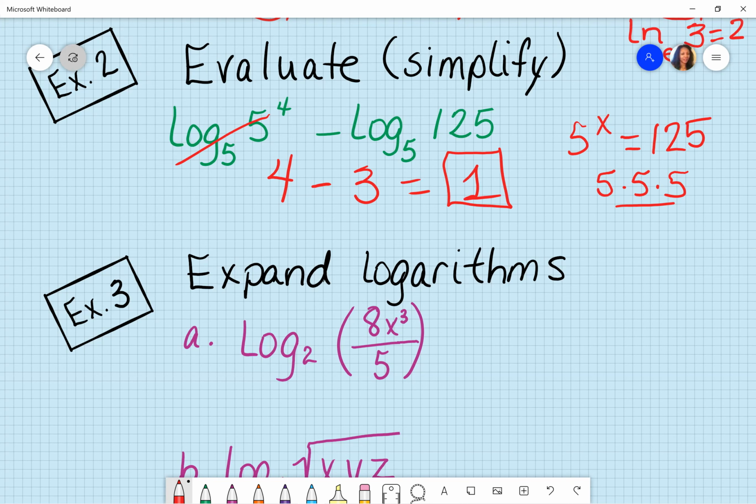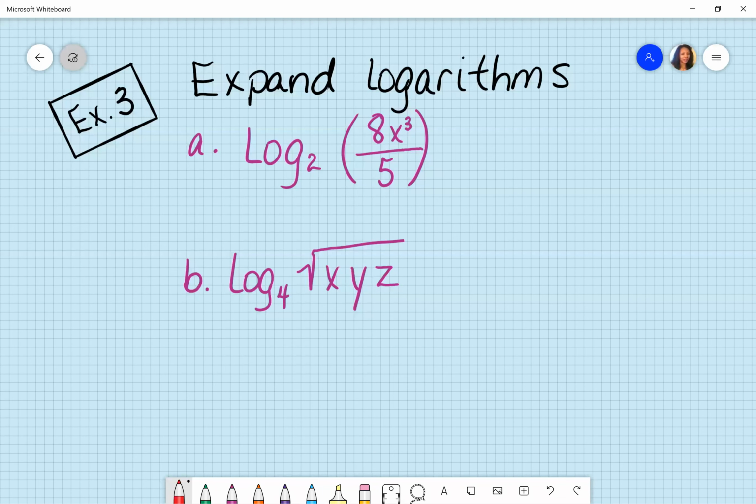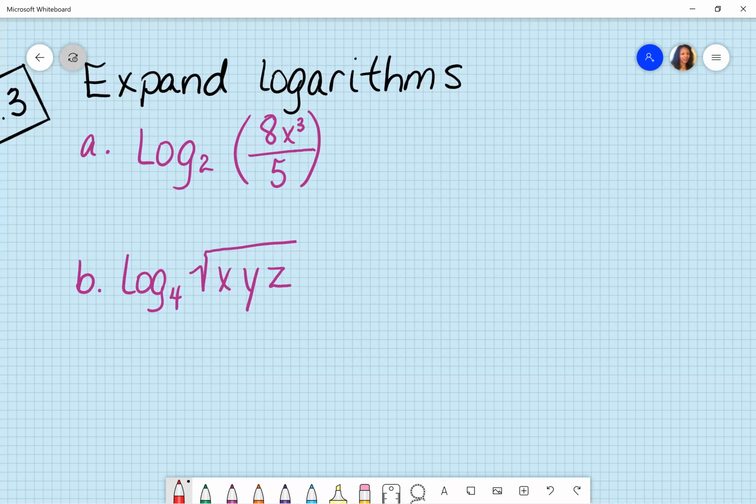That's it. So example 3, we're asked to expand the logarithms. The first thing you want to do is count how many terms or values you see in your parentheses. I see 3. So guess what? I am going to have 3 logs when I expand this. So let's take it one step at a time. Starting with the first one, I am going to have a log base 2 because that is what's given. And then of what? Of 8. And then I'm going to go to the next one.